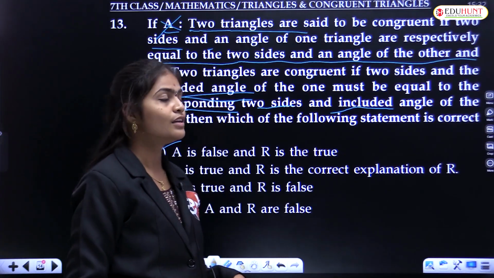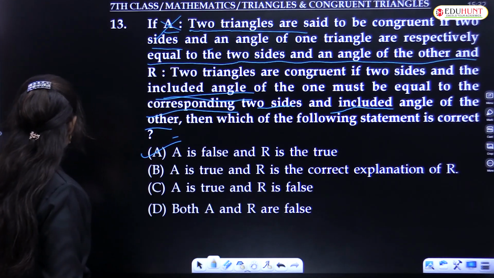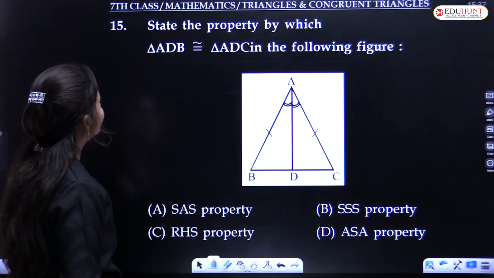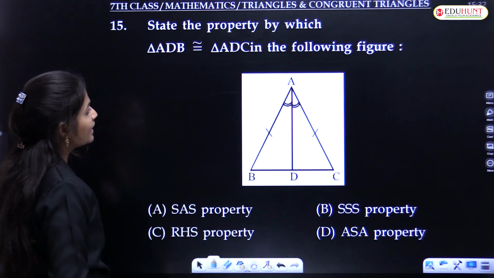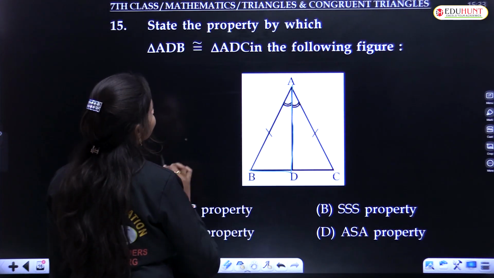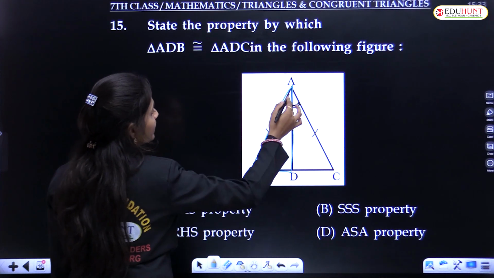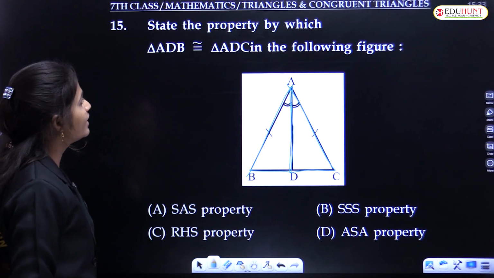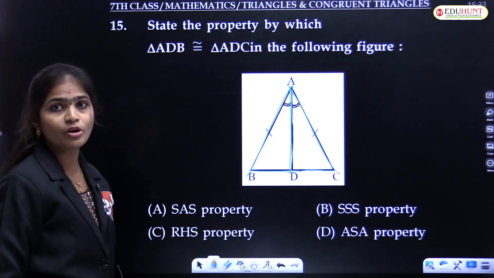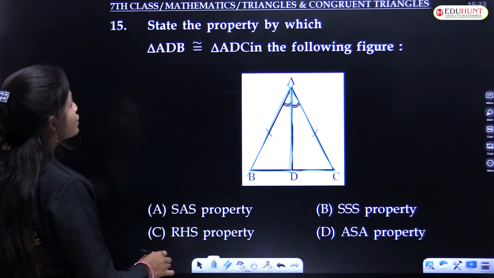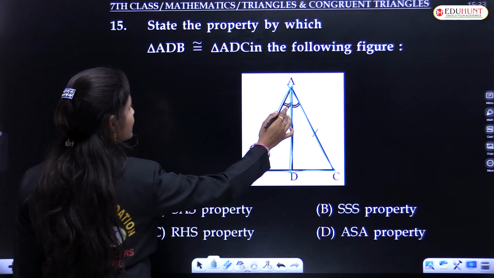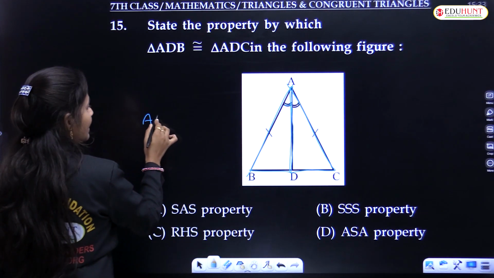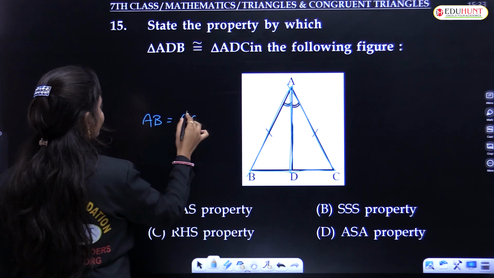Is it clear, children? So let us see the next one. So children, see here. State the property by which triangle ADB is congruent to ADC. These two are congruent, they are saying, in the following figure. By which axiom or by which property, they are asking. So what conditions are given? First, see that they have given these two angles are equal, no?